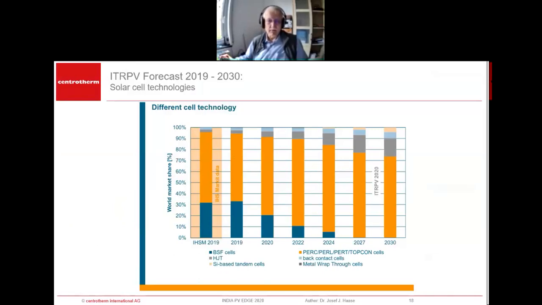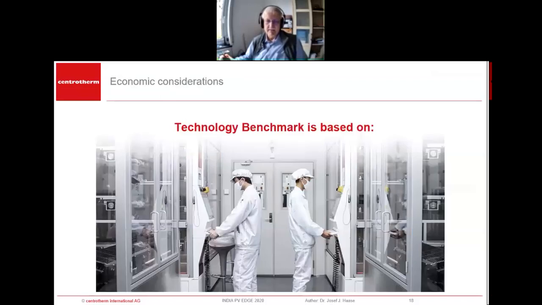Now I will have a short look at the market. When we look at the ITRPV roadmap, which is a picture of the opinions of the major manufacturers in the world and also some equipment makers, we see that for the next 10 years, the market will be dominated by PERC, PERL, PERT, and TOPCon cells. This is a group of technologies that uses a very similar equipment set for manufacturing. That's why we focus on this area. And this is also why it is so dominant, because it's the most cost-effective manufacturing which is currently known. Next, please.